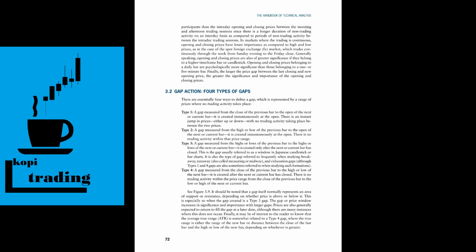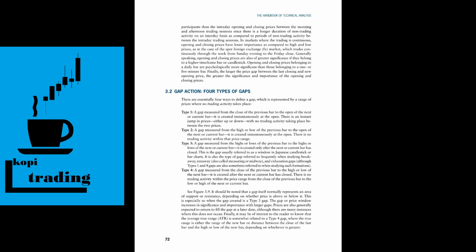Type 3, a gap measured from the highs or lows of the previous bar to the highs or lows of the next or current bar. It is created only after the next or current bar has closed. This is the gap usually referred to as a window in Japanese candlestick or bar charts. It is also the type of gap referred to frequently when studying breakaway, runaway, also called measuring or midway, and exhaustion gaps, although types 1 and 4 gaps are also sometimes referred to when studying such formations.